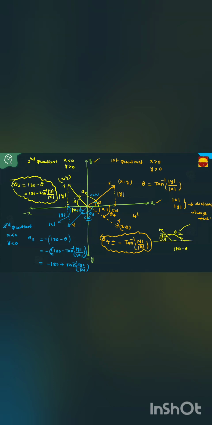This is the fourth quadrant. When you apply this calculation, in the fourth quadrant x is greater than 0 and y is less than 0. Why did we take the minus? Because we are measuring in clockwise direction. If the angle is measured in clockwise direction, you have to take the negative. If the angle is measured in counterclockwise direction, you have to take the positive. I'm giving this note here separately.